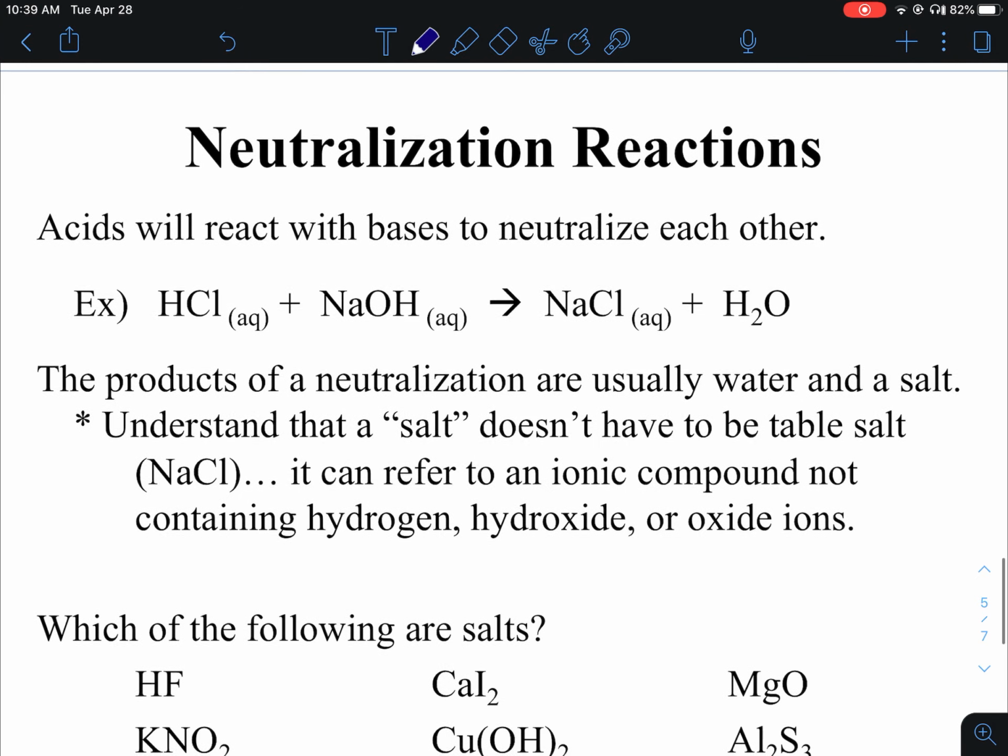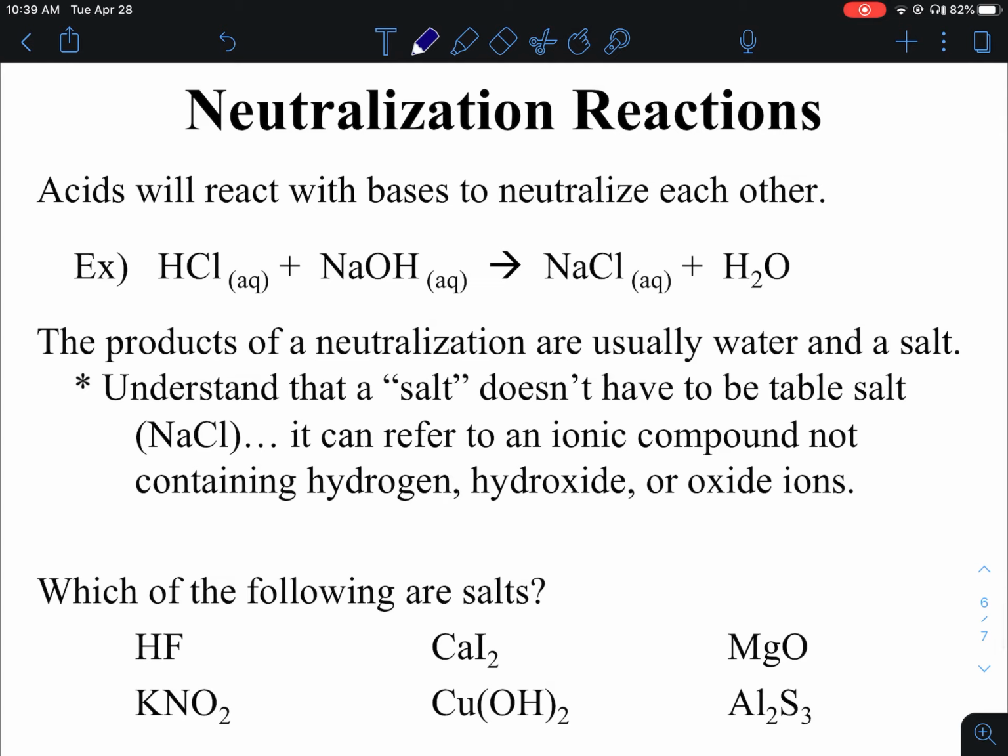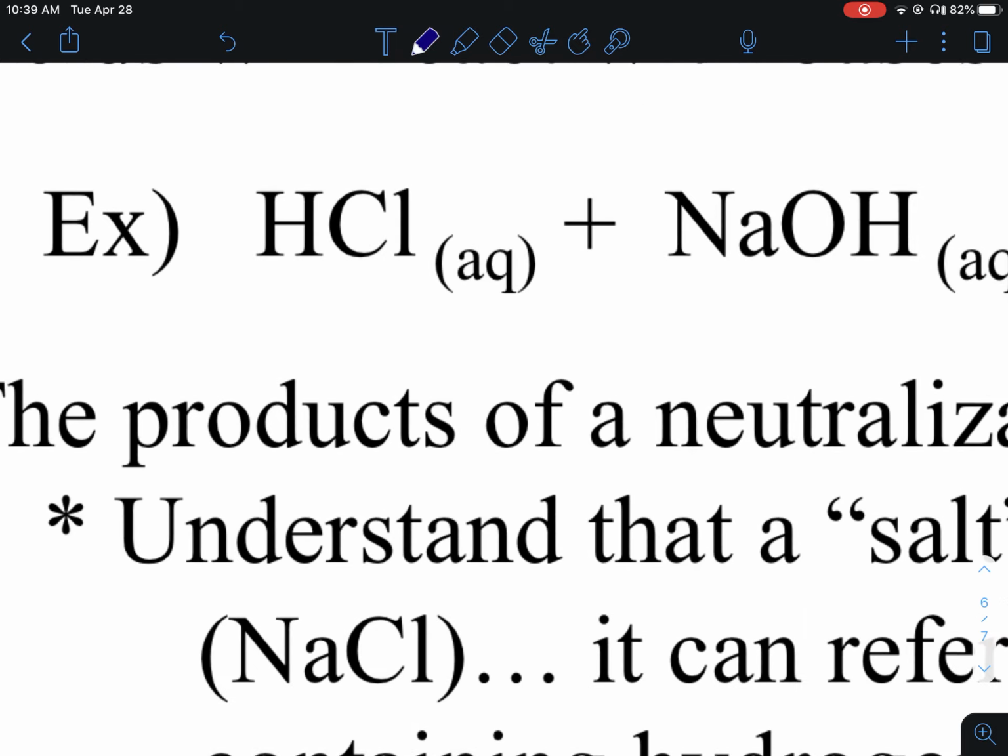But those are indicators, and they're just that. They're designed to indicate whether you have an acid or a base. Very basic information there, no pun intended. Next, neutralization reactions. Just like what they sound like, it's where one thing neutralizes something else. So when you react acids with bases, they neutralize each other.